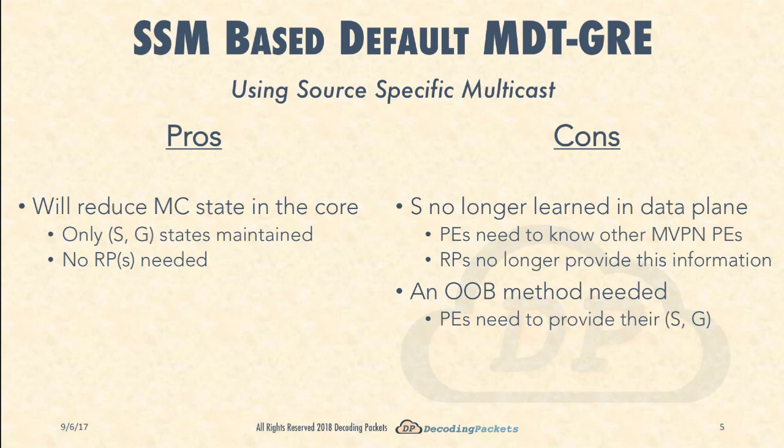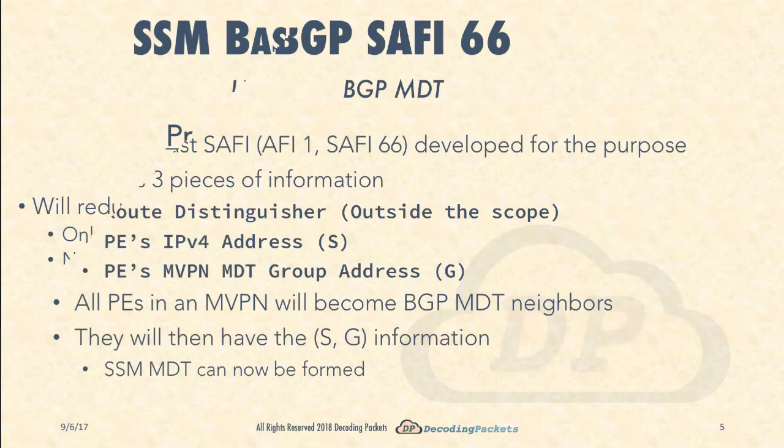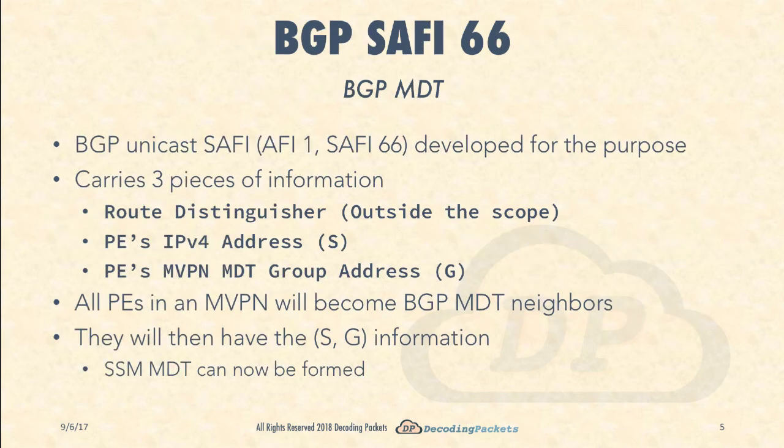So there's no RPs, and configuration is kind of a big hassle. Well, if only there was another way of learning this. So if there was an out-of-band method somewhere outside of the data plane, outside of PIM, where PEs could share their S, G information with each other, well, wouldn't that be splendid? Well, as it happens, there is such a method. In comes BGP SAFI, Subsequent Address Family Identifier 66, also known as the BGP MDT. And this is again in the Draft-Rosen RFC. So this was defined for this specific purpose in the Draft-Rosen RFC.